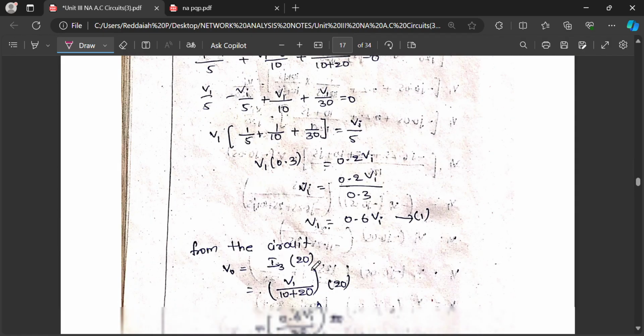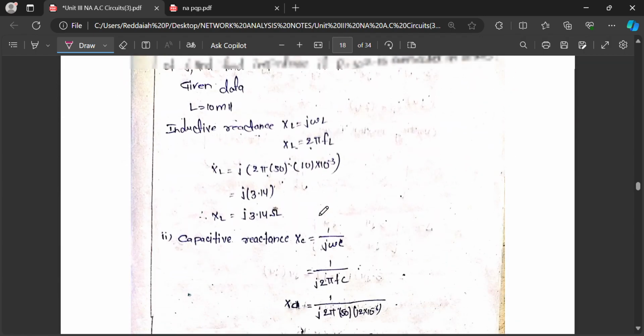Find the voltage transfer function for this. Same problem. Apply KCL at node 1. You can solve it. You can find the nodes also.